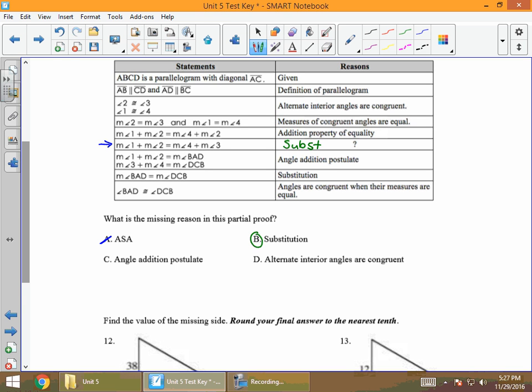Angle addition postulate says something to the effect of, let me draw an angle here, the measure of angle 1 plus the measure of angle 2 equals the whole angle. Well, that's not what this is saying. This is saying the measure of angle 1 plus the measure of angle 2 equals two other things. So I can throw that one out right away. And alternate interior angles are congruent: there's not even a congruent symbol in there. There are equal signs in there. No congruent symbol. So really, I could have gotten to this one by process of elimination pretty easily.